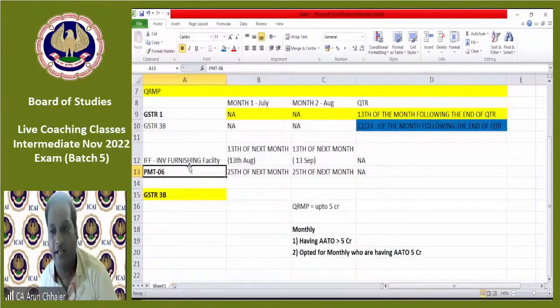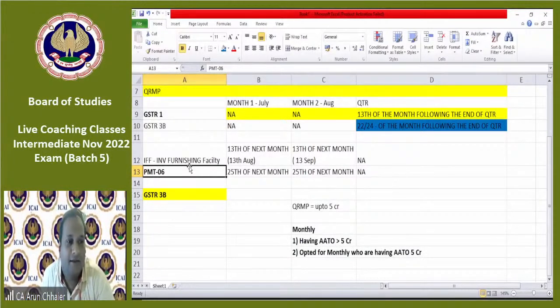Is there a late fee for filing the GSTR IFF? No late fees. The answer is yes, no late fees. Can anybody tell me why there is no late fees? Simple reason. Is it possible for anyone to file IFF after the due date? No. No one can furnish IFF after the due date. The only possibility is either you file within the due date or not file. It is not possible that you are furnishing after the due date.